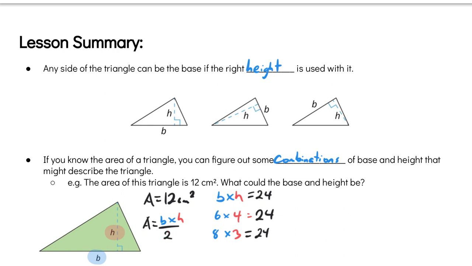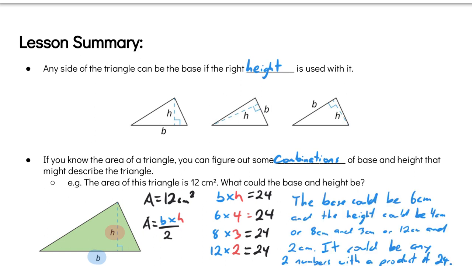Another option for the base could be 12, and our height could be 2. And that would also get us 24. So in order to answer this question, for the options, I would say this. The base could be 6 centimeters and the height could be 4 centimeters, or 8 centimeters and 3 centimeters, or 12 centimeters and 2 centimeters. It could be any two numbers with a product of 24.